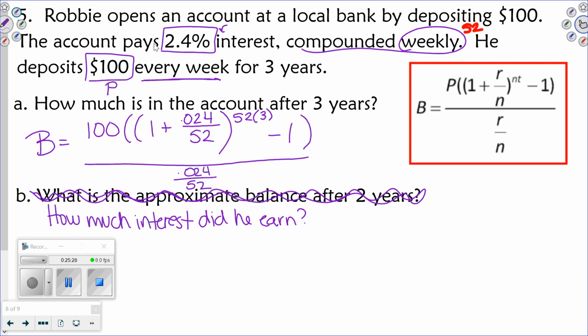Guys, start to finish. Come on. You guys struggled with the easy stuff. I need you to pay attention and focus. I changed part B to say how much interest did he earn.